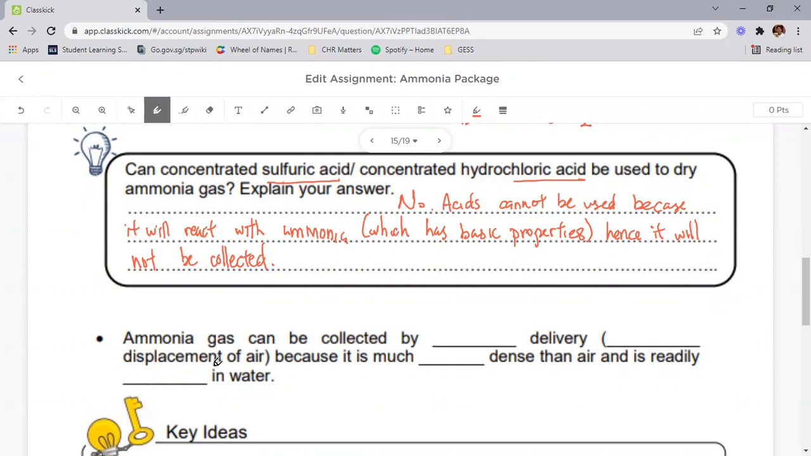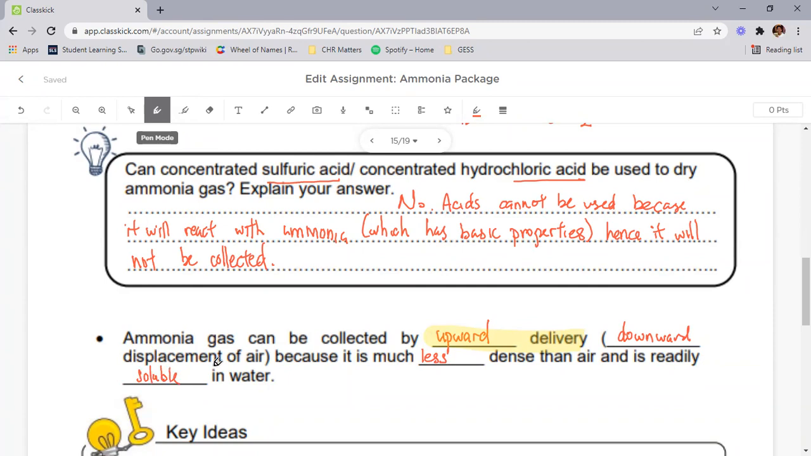The last part here is: ammonia gas can be collected by doing what? It's an upward delivery. Upward delivery is actually a downward displacement of air. I typically will not use the idea of downward displacement of air because upward and downward, most of you get confused. So I would typically write upward delivery, because visually, I know my gas is being pumped up. Why is it so? It's because it is much less dense than air, and it's readily soluble in water.